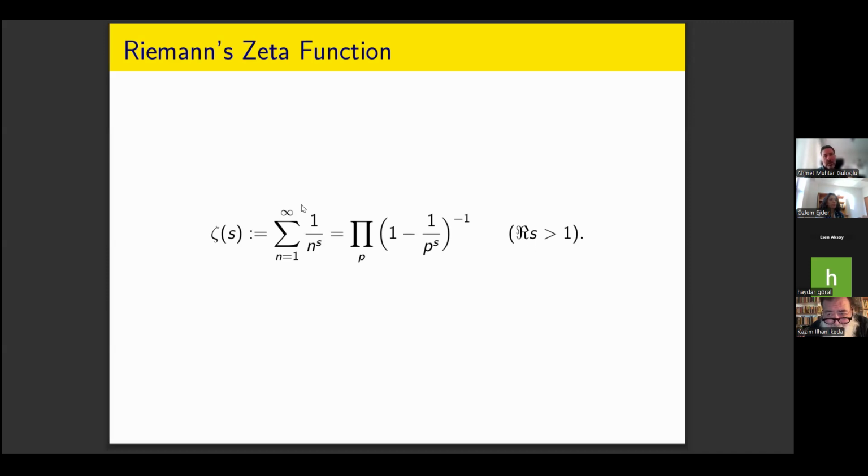This is given as an infinite series, and this is absolutely convergent in the half plane where the real part is greater than 1. And also, you can write this as an infinite product over prime numbers. This is also convergent in the same half plane. And once you plug in s equals 1 here, this is what we teach in calculus. You get the harmonic series.